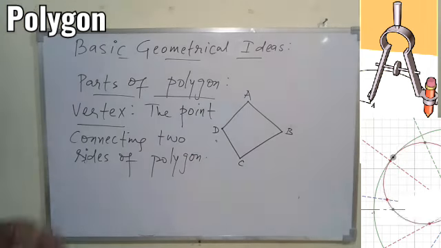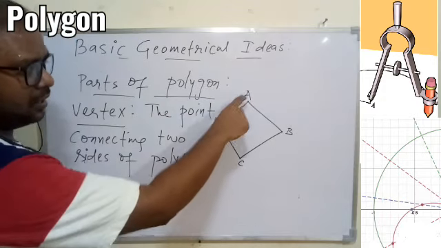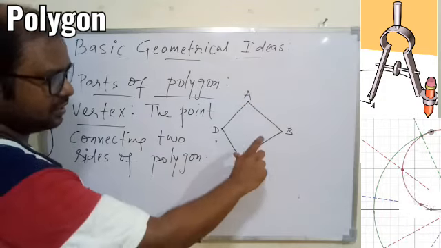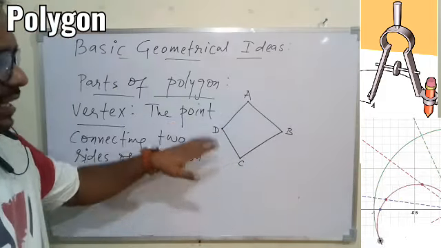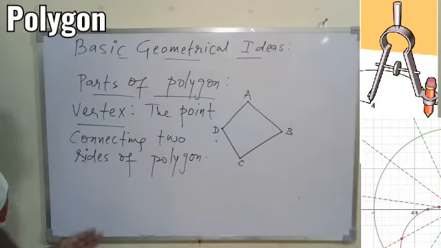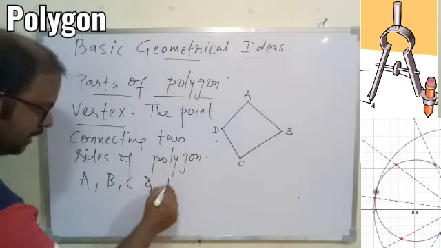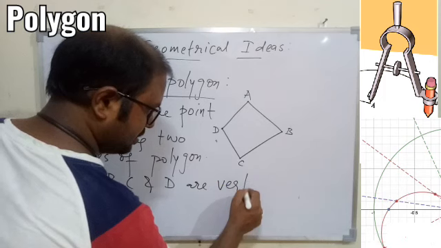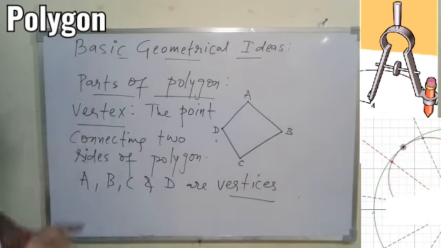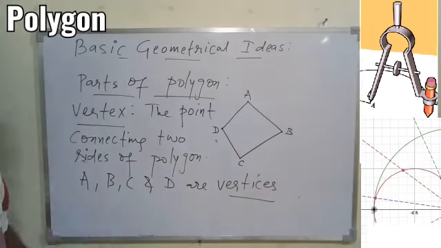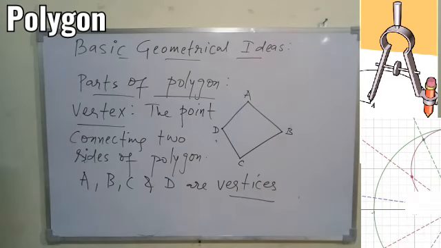So how many vertices can you see? A is connecting AB and AD. D is also connecting DA and DC. C is connecting CD and CB. And B is connecting BC and BA. So overall A, B, C, D are 4 different vertices. So we can say A, B, C and D are vertices, that is the plural of vertex. I hope you understood the meaning of vertex also. Any point which is connecting 2 different sides of a polygon is a vertex.